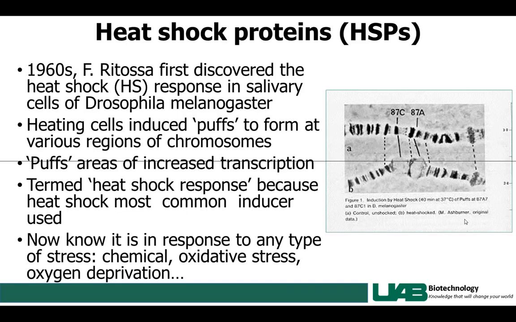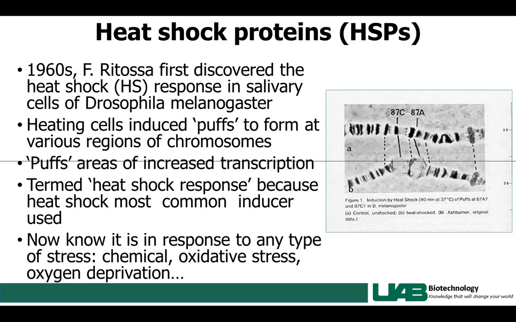And so, Dr. Ritossa and his colleagues in the 1960s came up with an experiment, a discovery that helped our understanding as we progress toward understanding protein folding. When they were working with Drosophila cells, large salivary Drosophila cells that express very large chromosomes, they found that if they were to expose these cells to heat, and they look at the chromosomes, there were puffy regions. These are puff areas, and you can see right here, from here to here, these regions are puffed areas, and it turns out these are areas of high transcriptional activity.